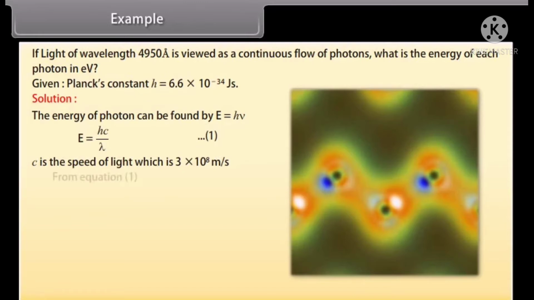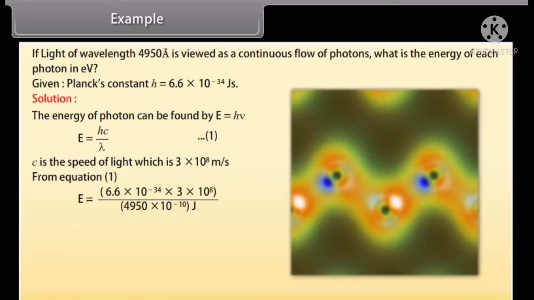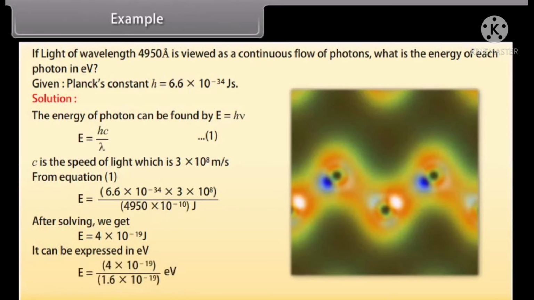From equation 1, E equals 6.6 × 10^-34 into 3 × 10^8 by 4950 × 10^-10 joule. After solving, we get E as 4 × 10^-19 joule. It can be expressed in eV: E as 4 × 10^-19 by 1.6 × 10^-19 eV. E is equal to 2.5 eV.